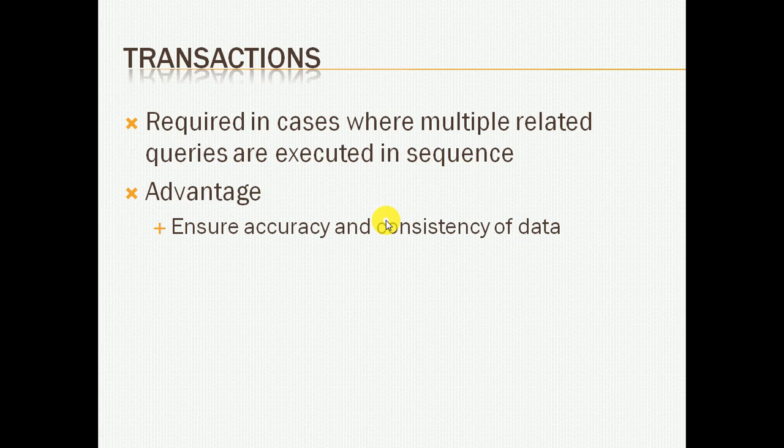So there are so many queries which have to be executed in sequence, right? And they are interrelated. So assume no transaction is happening, we are not applying a transaction, and the first 2 queries execute successfully, but the next query fails. In that case data inconsistency would happen in the database. So to avoid such scenarios we have to use the transaction, and that's the advantage of it. It ensures accuracy and consistency of data. So now let's see an example for it.